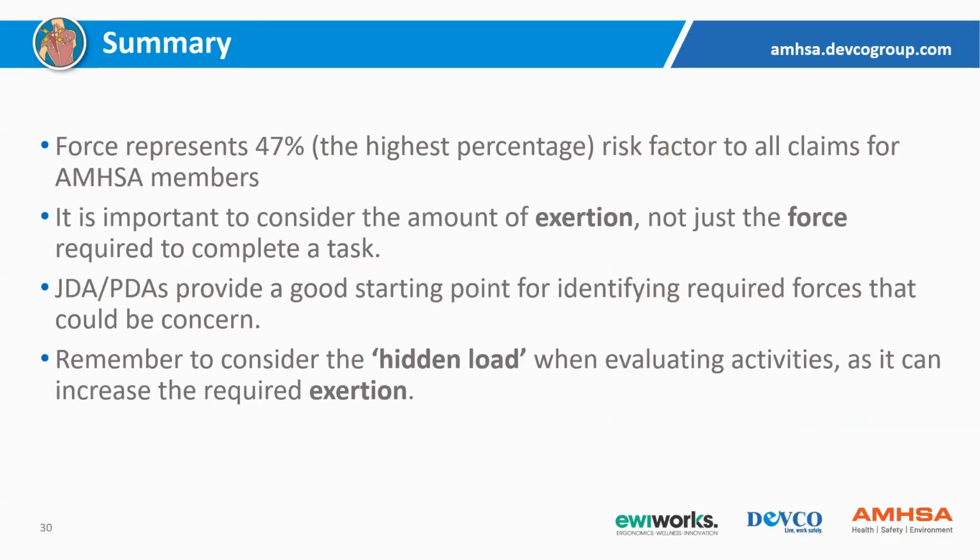All right, so that's a summary, and then I'll talk to the resources that are available, and then we'll open it up for questions because I'm pretty close to my time here. First thing to highlight is that force represents 47%, which is the highest percentage risk factor to all claims for AMHSA members. That's the most important thing I think you want to take away from today: almost half of the claims from AMHSA membership are related to force. So that obviously needs to be a focus, and that's why we had today's webinar specifically on this topic.